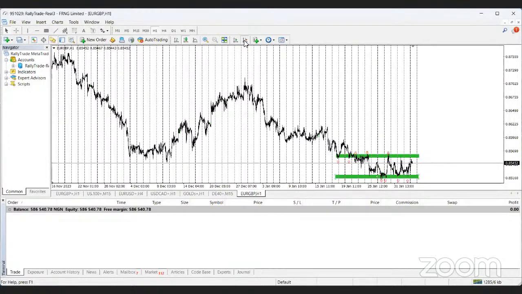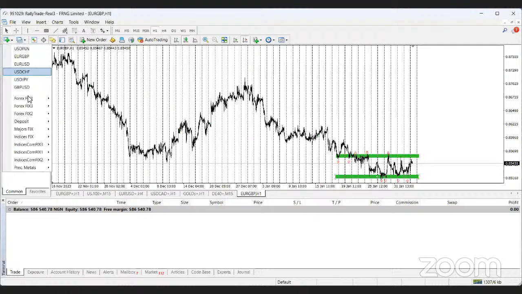Now, what I'm trying to say is that you should know that nothing lasts forever in life. The price will eventually break a bound, and the bound it's most likely to break, based on my analysis, will most likely be to the upside. That said, it means that we should be looking to buy, right? So if you don't want to play this screen, you can go ahead and open another Euro Pound chart.